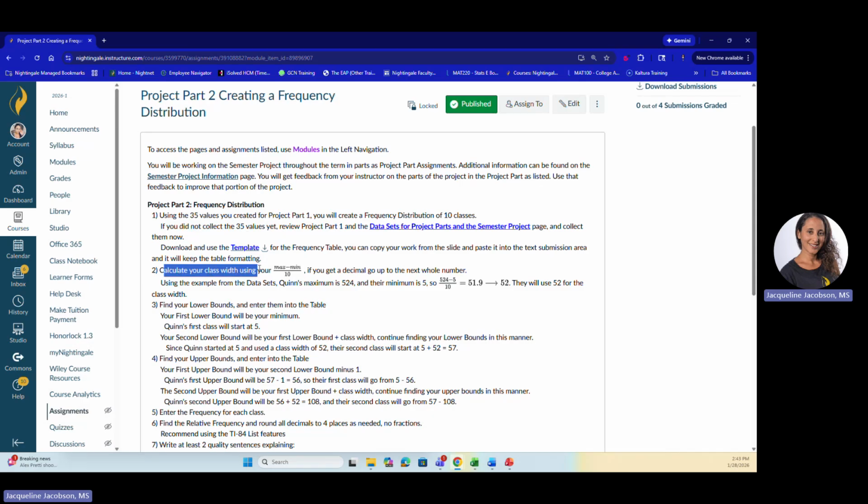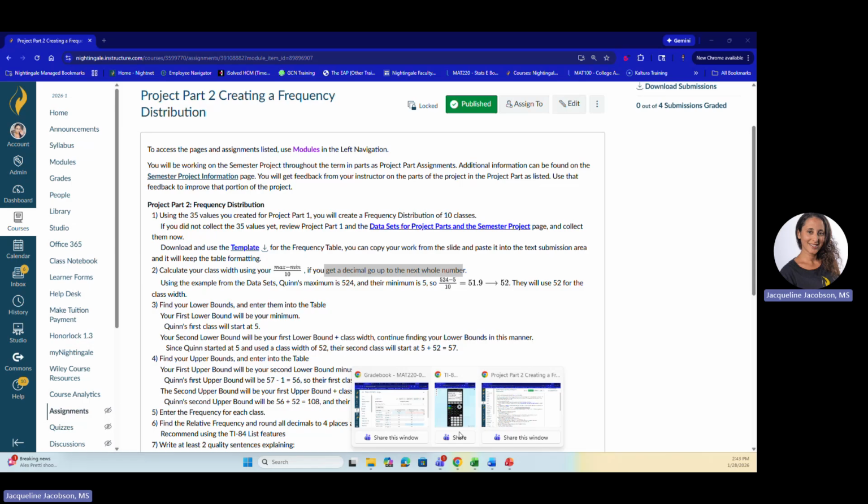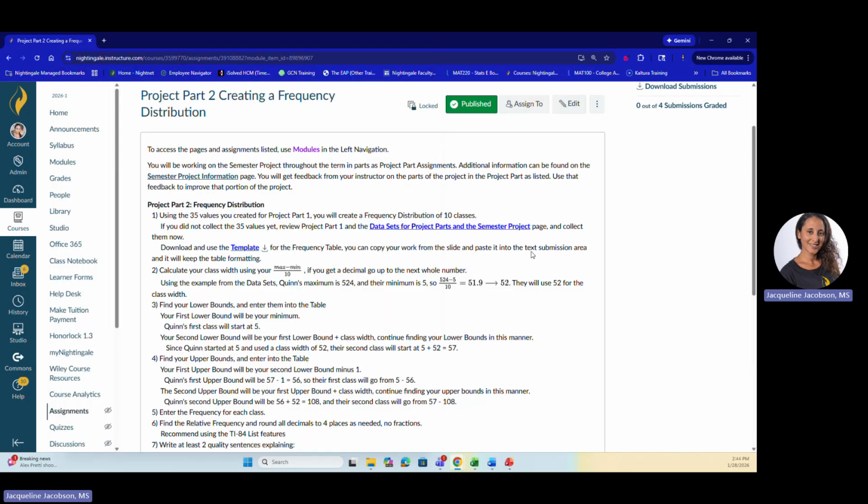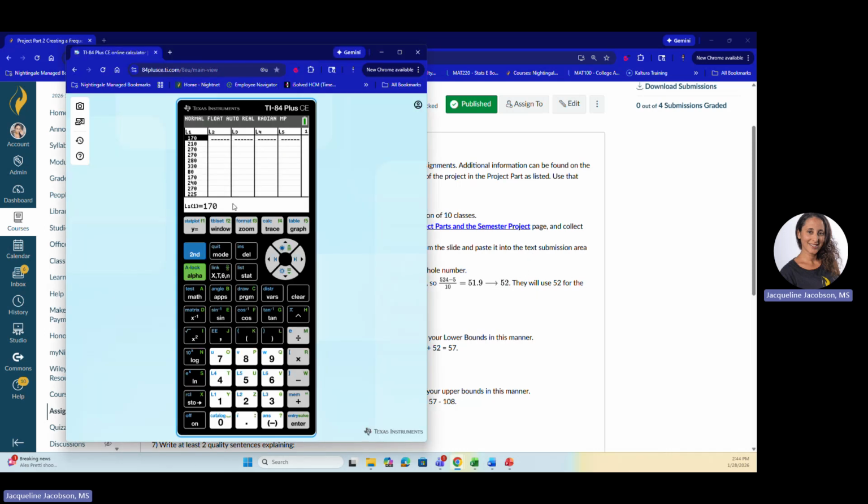We're going to start by calculating our class width, because obviously we need that to be able to create a frequency table. If you get a decimal, go up to the next whole number, which is one of our rounding rules to be able to do that. Let me see what I have here. I'm going to use this random sample here. I'm going to pretend like this is my 35 values. I don't have 35 values, but the idea is just to give you an idea and to show you what process to take, right? So I'll pretend that I already have my 35 values.